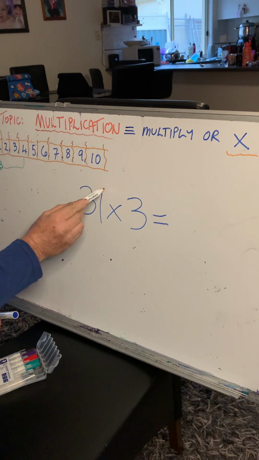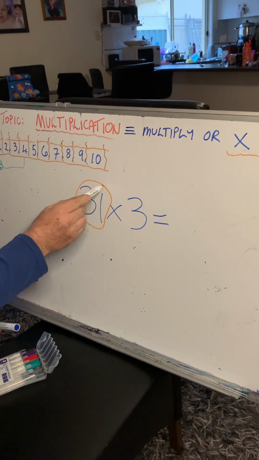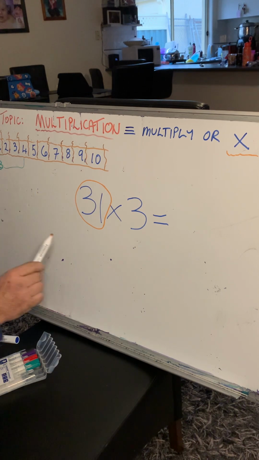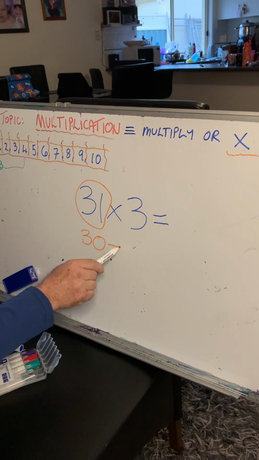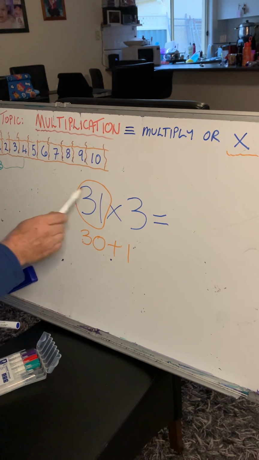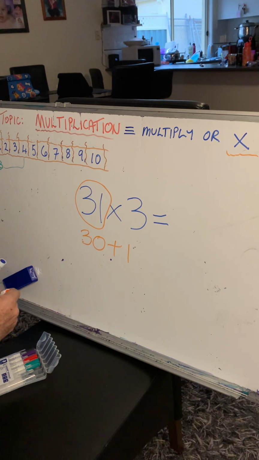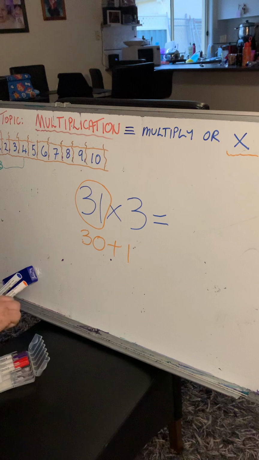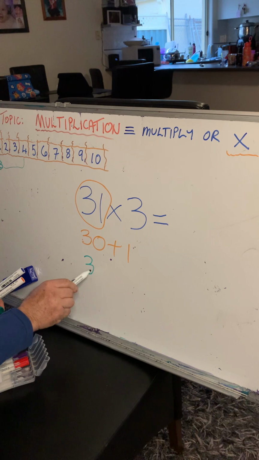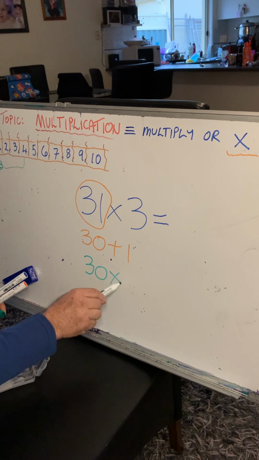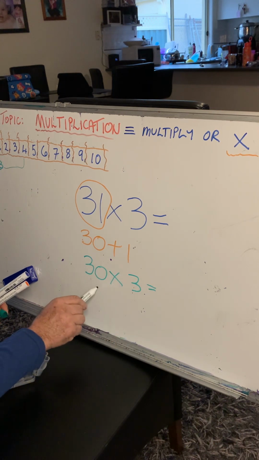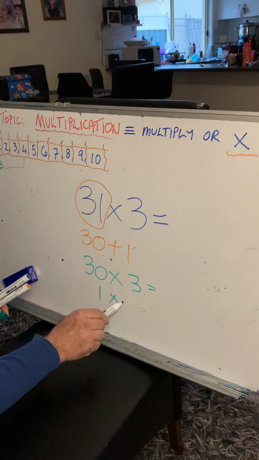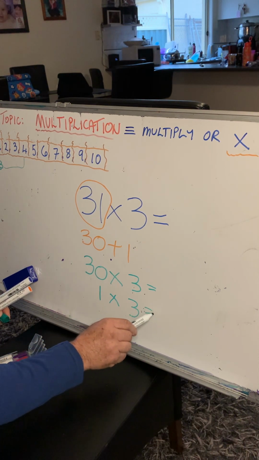When we look at the 31, what can we say the 31 is the same as saying, Logan? 30 plus 1. Yep, yeah, you're correct. 30 plus 1. That's the simplest way of looking at 31. So the other thing that we can also do too, Logan, is we can now say 30 times 3 equals, and we can also say 1 times 3 equals.